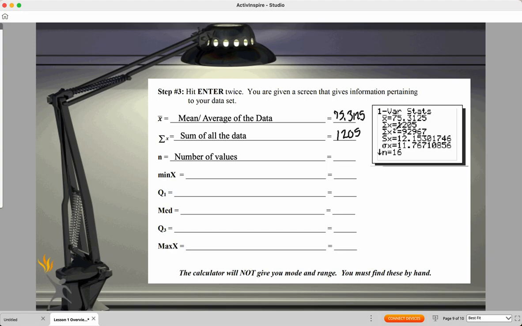I'm skipping the sum of x squared. That's the sum of all the data squared. We don't really need that right now. And I'm skipping Sx and sigma x. Those are different values we'll use at a later time. We're going to jump down here. n stands for the number of values, so we know we put 16 in.